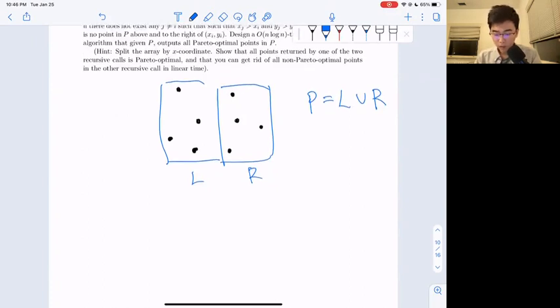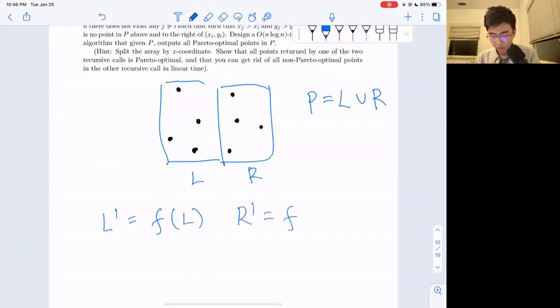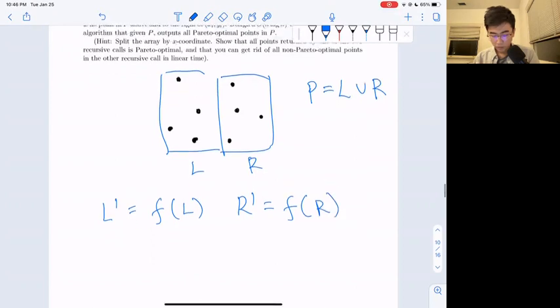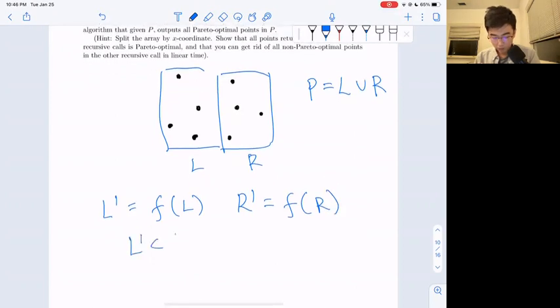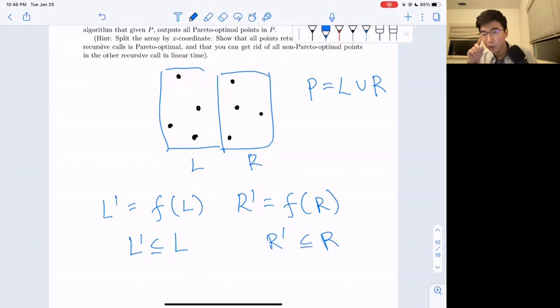So suppose L prime is the result of running this function on L, and R prime is the result of finding the optimal points in R. Clearly, L prime is a subset of L, and R prime is a subset of R. Now we know the set of optimal points in each of these subsets, and wish to use this information and maybe some extra computation to figure out which points are optimal in P overall.